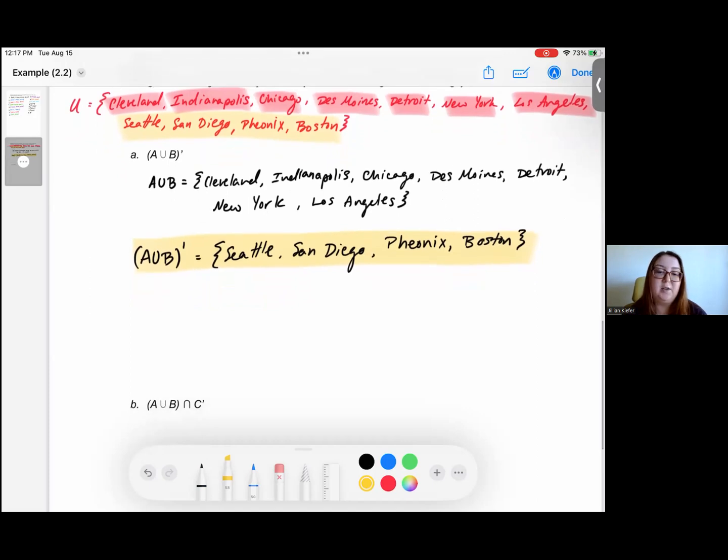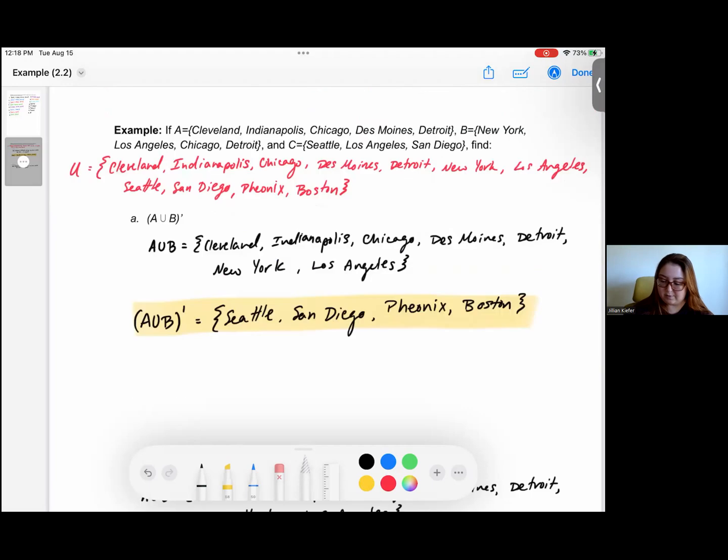Part B is (A union B) intersect C complement. So in this one, we're actually still using A union B. So we can go ahead and copy that set for part B, but then we'll also have to figure out what C complement is as well. So let's go ahead and write those.